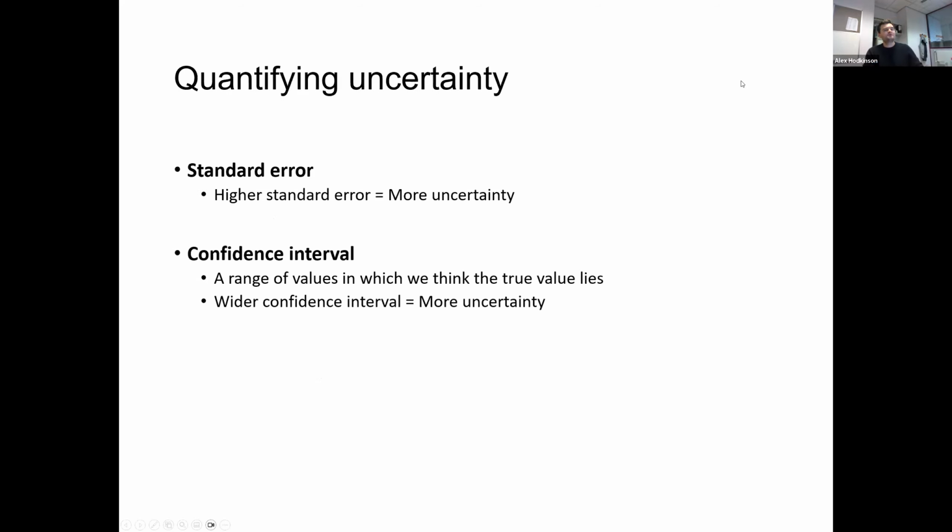To quantify uncertainty, there are two key statistics we can consider. The standard error: in principle, the higher the standard error, the more uncertainty. But the key statistic really is the confidence interval. This displays the range within which the true treatment effect lies. In principle, the wider that confidence interval is, the more uncertainty there is. I mentioned precision before. To ensure we have precision, we want narrower confidence intervals, and we can make more informative evidence-based decisions from that.